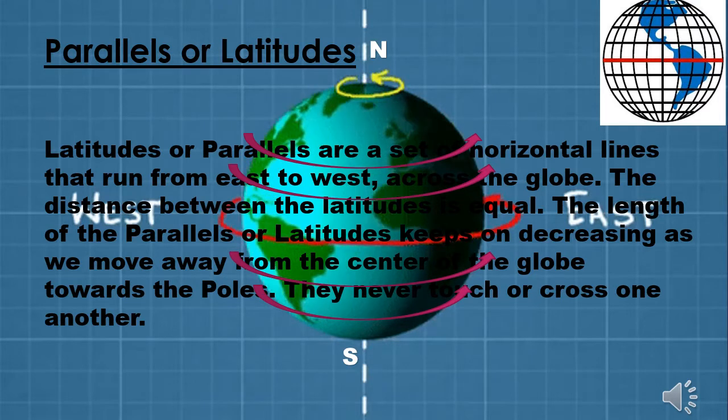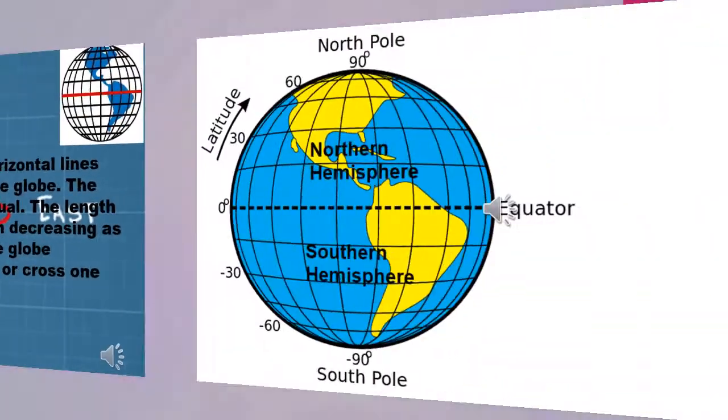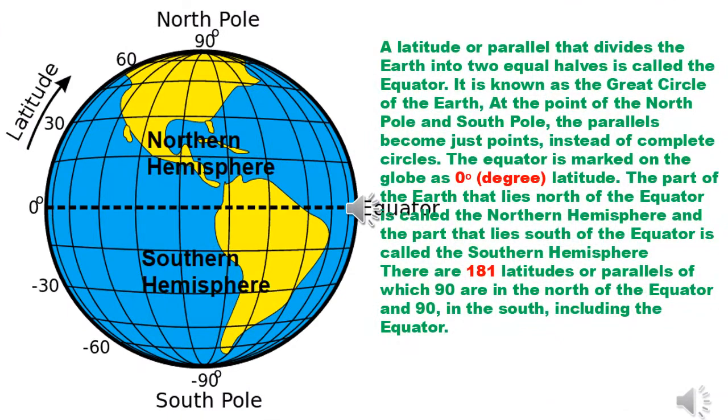The circumference of the earth is larger at the equator and as we move towards the pole it decreases and it becomes a point. Children, let us see now what is the equator. The equator is an imaginary line round the earth, equidistant from the poles. Equidistance means the equal distance between the North Pole and the South Pole. It is also called the Great Circle of the Earth.